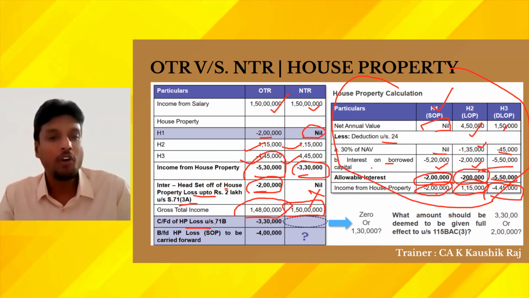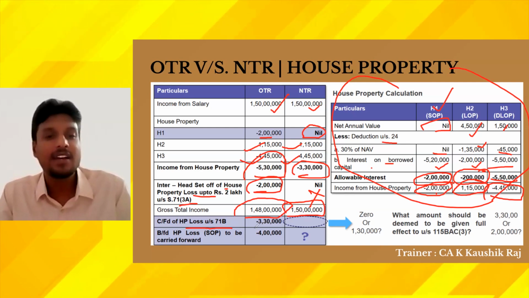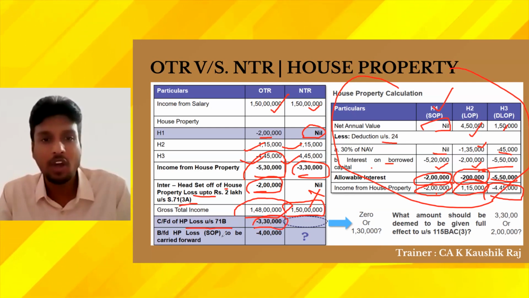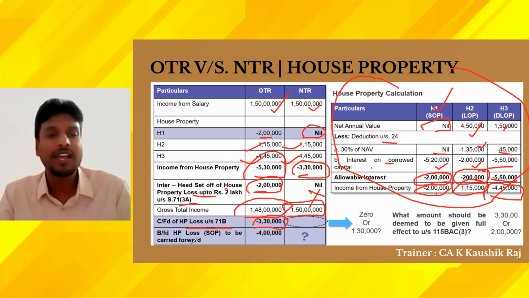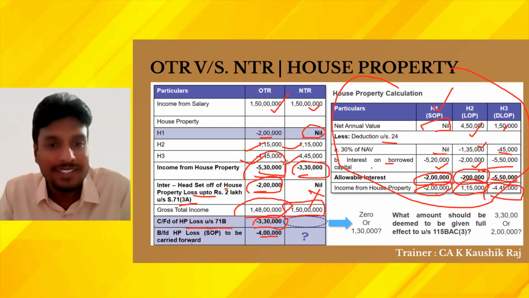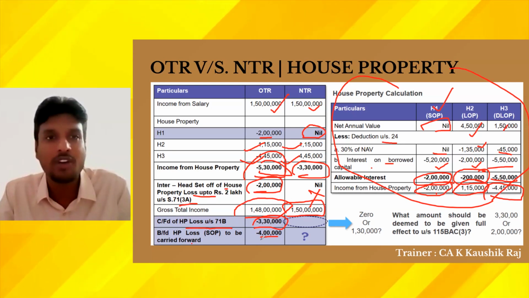And carry forward of house property losses under section 71B. Earlier, we had the 3,30,000, which was the loss, or brought forward house property loss to be set off and carried forward. So 4 lakh is the brought forward loss. Out of that, 3,30,000 can be set off because 5,30,000 is the total loss. 2 lakh is adjusted during the year. 3,30,000 will be adjusted from the brought forward loss.